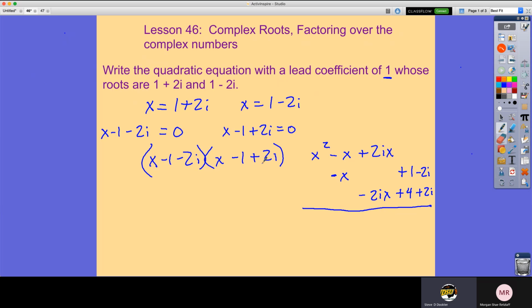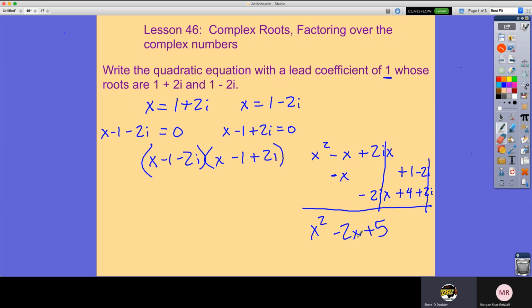All right, now when you combine your like terms here, one thing that will always happen, your imaginary terms will cancel each other out. So both the 2ix's and the 2i's are going to cancel each other out. And what we're left with is x squared minus 2x plus 5. All right. And then that looks very much like what we would normally start with one of these problems.